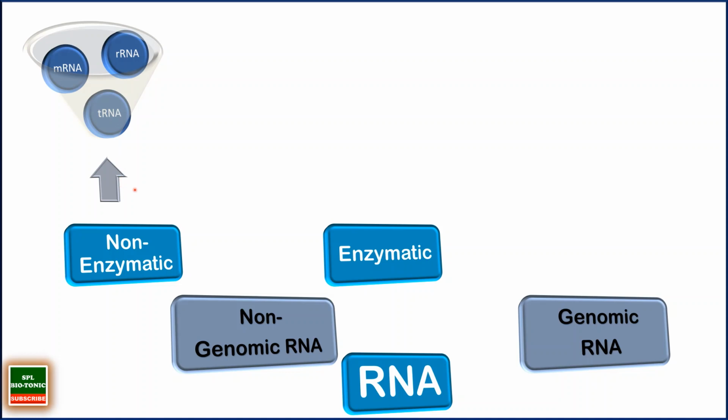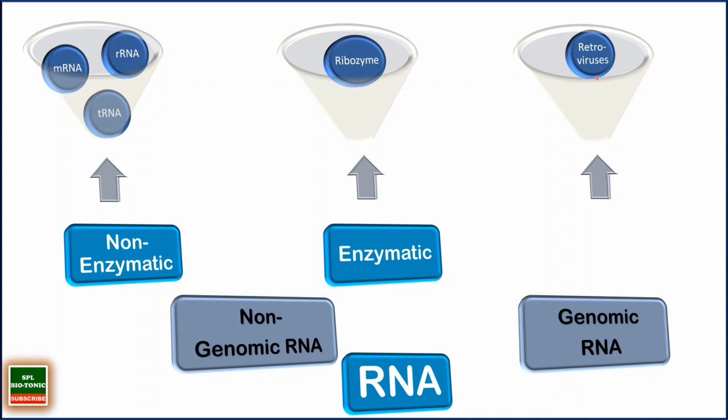Sometimes RNA can also act as enzyme. The good example of it is ribozyme. And third is the genomic RNA. The examples are retroviruses. So students, to summarize, RNA is of two types, non-genomic and genomic. Non-genomic can be non-enzymatic, which are mRNA, rRNA and tRNA. Enzymatic can be ribozyme. In case of some viruses which are called retroviruses, it acts as genetic material.